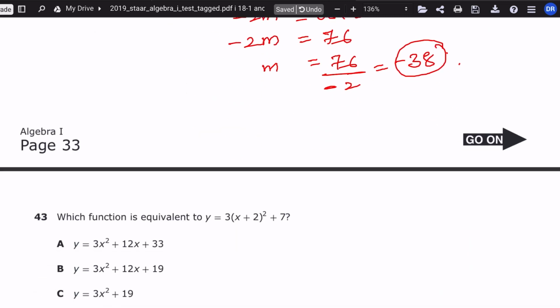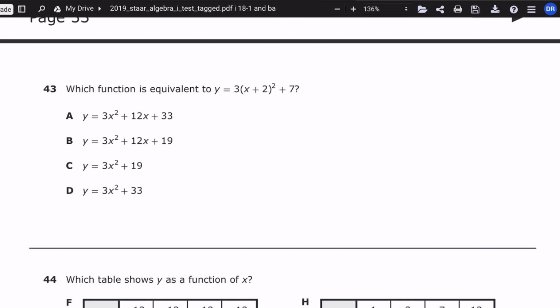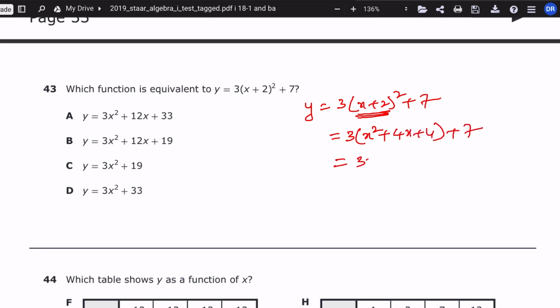Next, 43rd one. Now here, which function is equivalent to the given function? What is the given function? Y is equal to 3 into x plus 2 whole square plus 7. So first we have to expand this function. So it is equal to 3 into x square plus 4x plus 4 plus 7, which is equal to 3x square plus 12x plus 12 plus 7, which is equal to 3x square plus 12x plus 19.